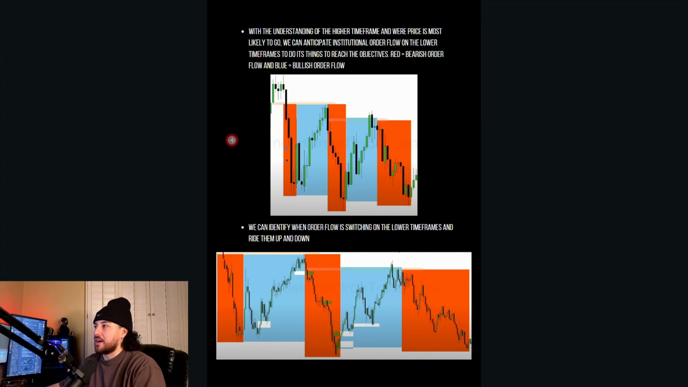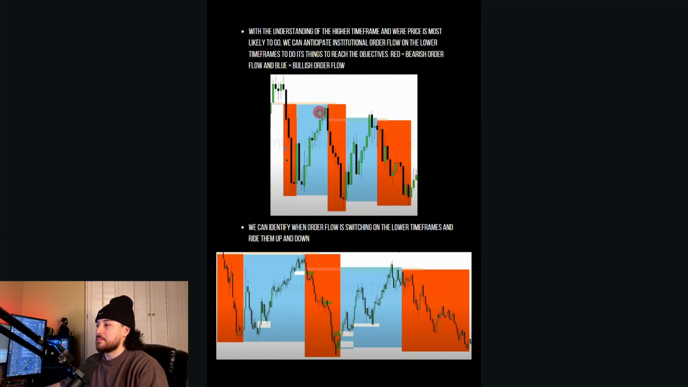With the understanding of the higher time frame and where price is most likely to go, we can anticipate institutional order flow on the lower time frames to do its things to reach the objectives. Red equals bearish order flow, and blue equals bullish order flow. So what he is showing here is that as price goes bearish and pulls back on up, the only way price can pull back on up is if price is in bullish order flow. So bullish order flow has to occur to bring price back on up to the POIs that we just described.